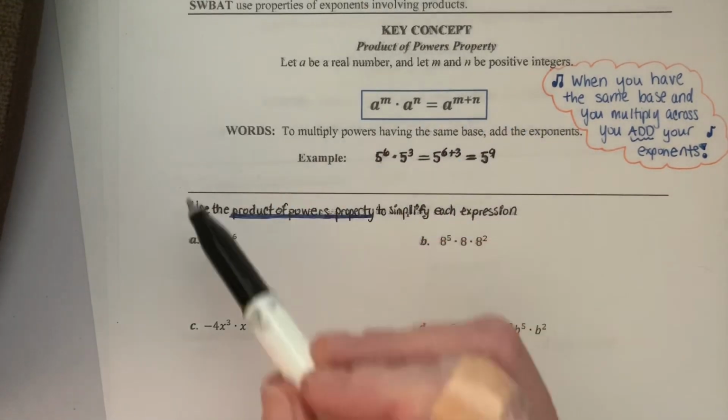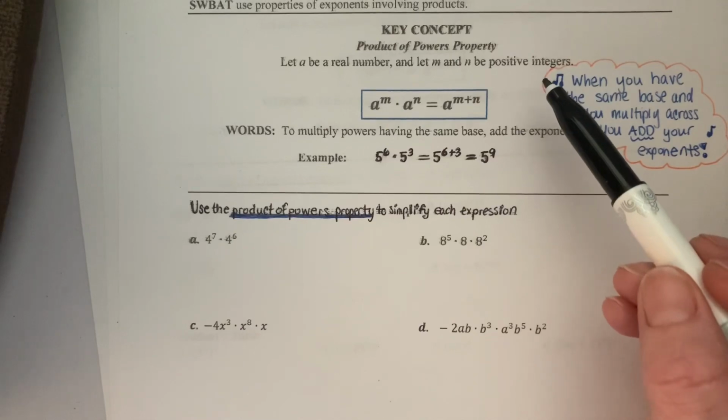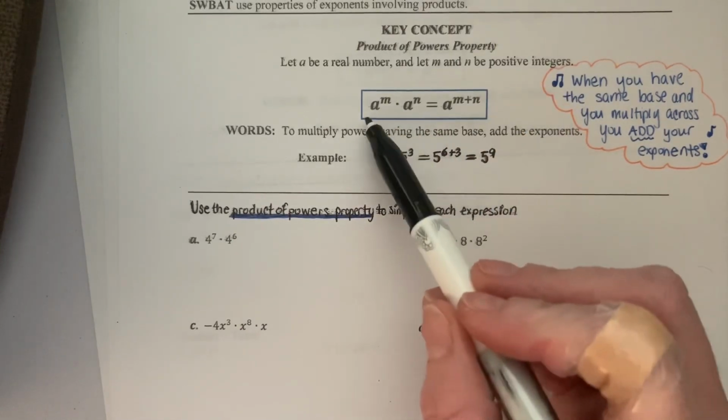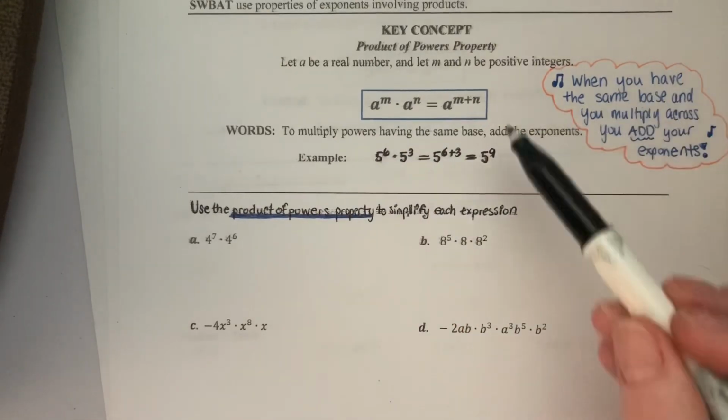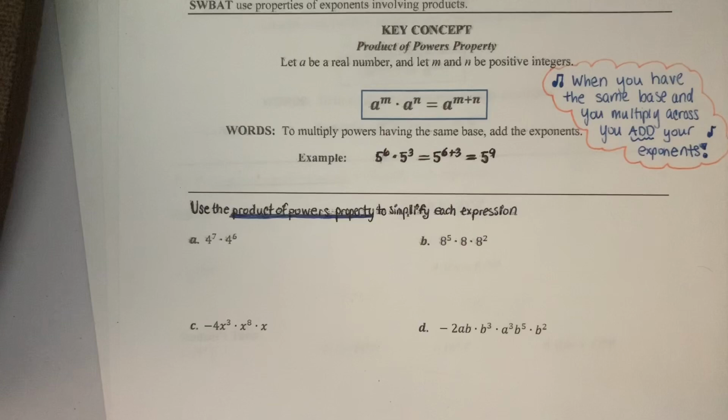So what this whole property is telling you is that when you multiply numbers that have the same base, you add your exponents. I like to think of it like this little jingle right here. When you have the same base and you multiply across, you add your exponents.